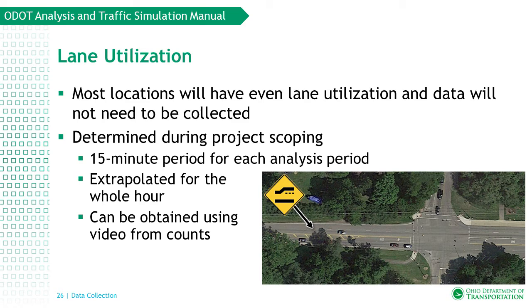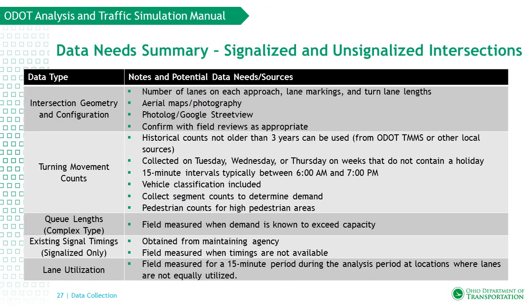A series of tables were developed in the OATS manual to summarize the data needs for each facility type. For signalized and unsignalized intersections, which includes ramp terminal intersections, the intersection geometry and configuration must be identified. The number of lanes on each approach, lane markings, and turn lane links can be measured from aerial maps or Google Street View and confirmed with field reviews as appropriate.